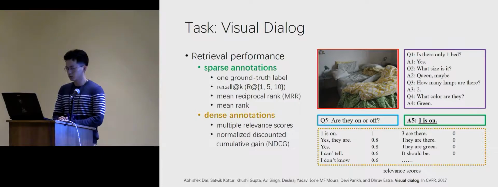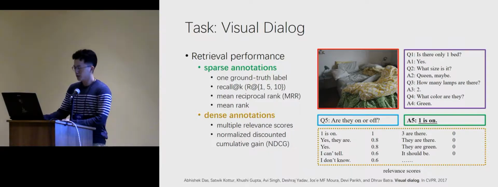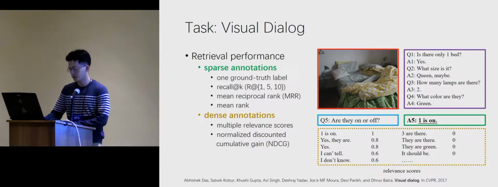We have two types of answer annotations. For sparse annotations, only one answer in the candidate set is annotated as the ground truth answer. And for the dense annotations, several annotators are invited to judge whether the answer is relevant to the question. The evaluation metric on dense annotations is NDCG, which is also used to pick winners in this year's challenge.